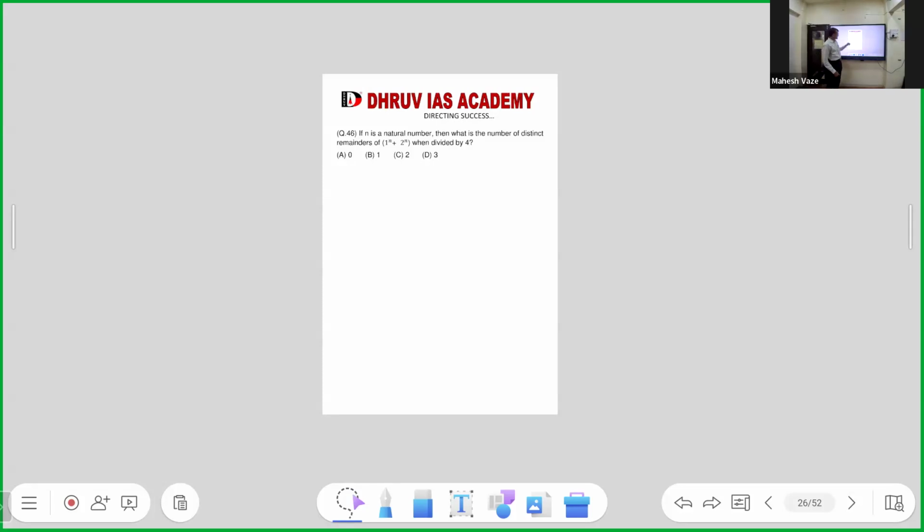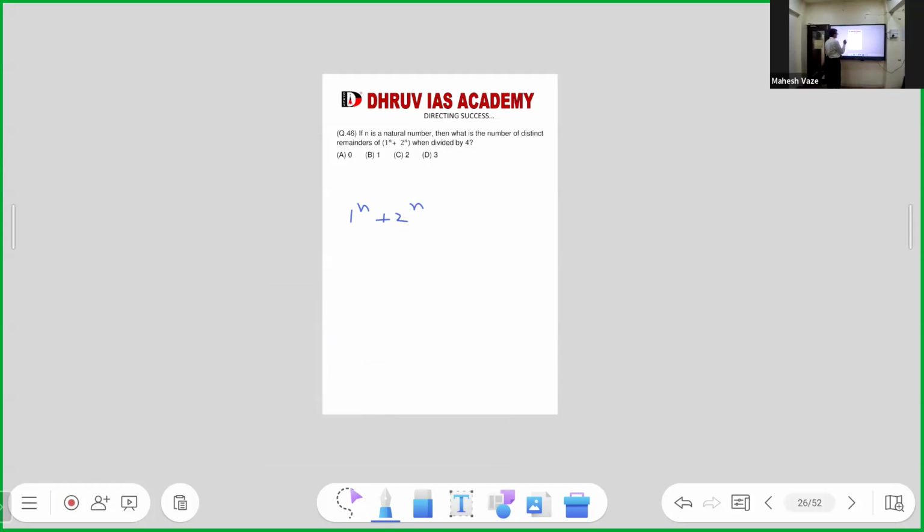So problem number 46 here. If n is a natural number, then what is the number of distinct remainders of 1 raised to n plus 2 raised to n when divided by 4? So n is a natural number. How to tackle this problem? Now we have to see this 1 raised to n plus 2 raised to n. So here we will just see what are the different values for this, 1 raised to n, 2 raised to n.